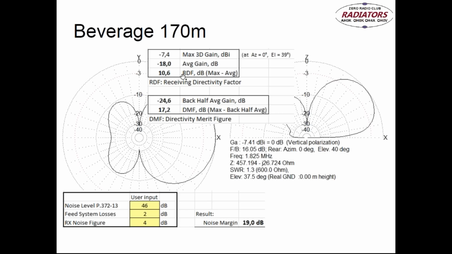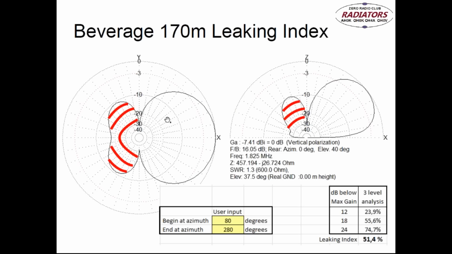But this 5 meters long antenna, it's going to be nearly as good as this. Not as good, but you can at least convince yourself that now I have a directional antenna if you build such triangle. And now we are getting just a reference number 17.2 for the DMF. And then the leaking index, the interesting part.